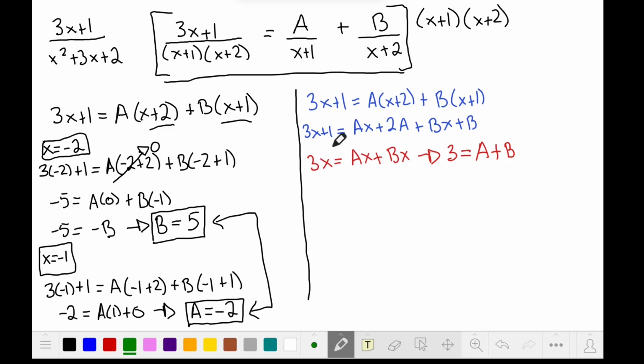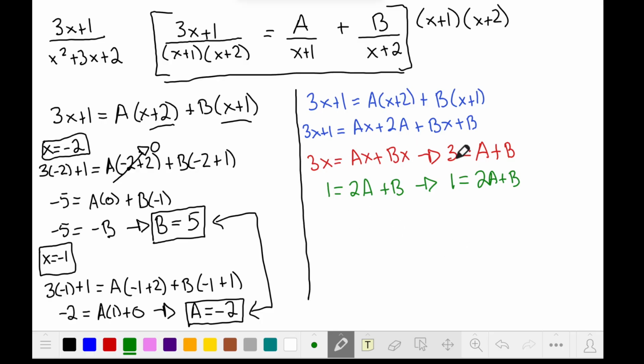Nice and easy. Next, we give ourselves an equation by looking at all of the non-x terms. So we have a 1 on the left-hand side, and that's going to equal, well, I see the 2A here doesn't have an x term, and the B term does not have an x in it. So here we get a nice simple 1 is equal to 2A plus B. Fairly straightforward.